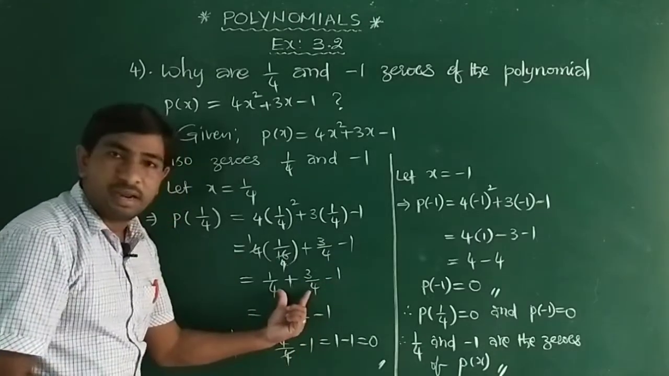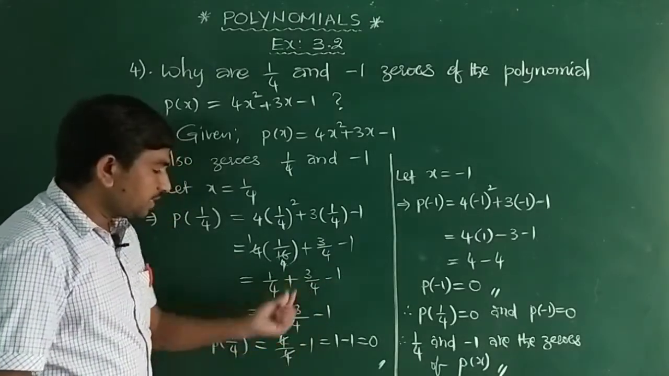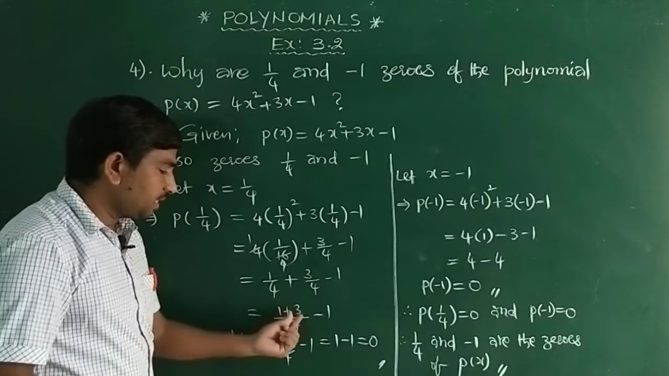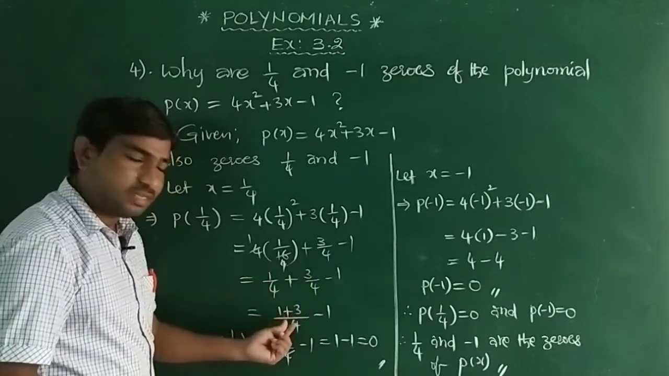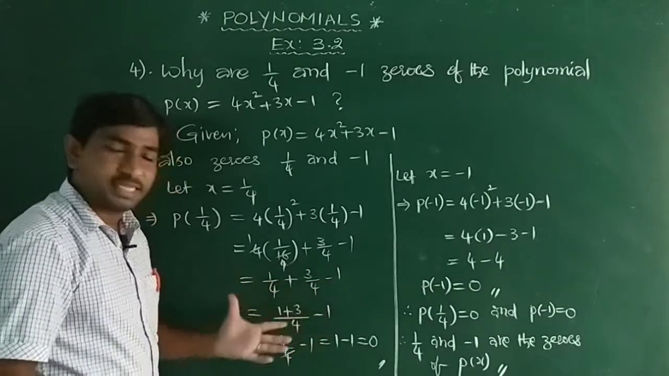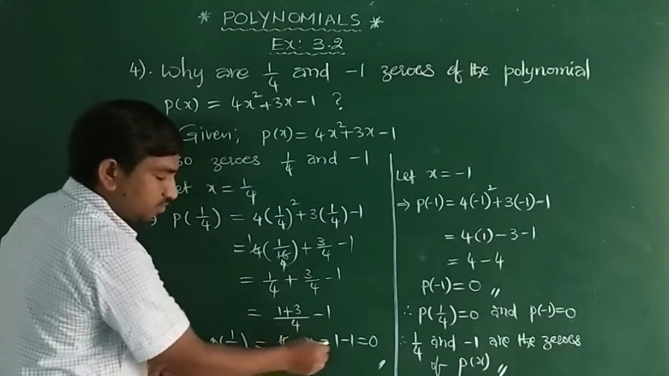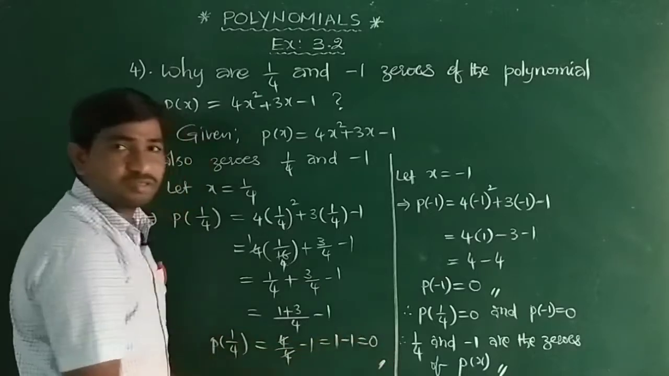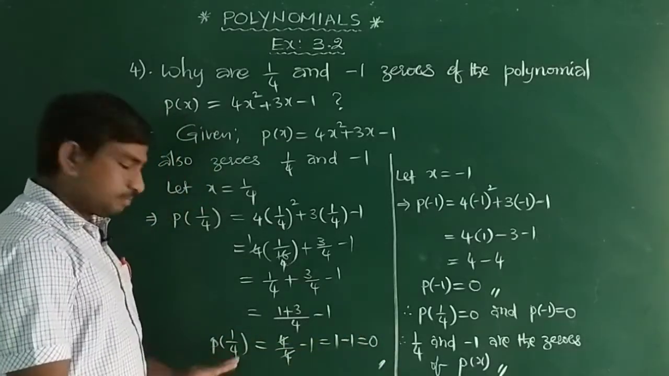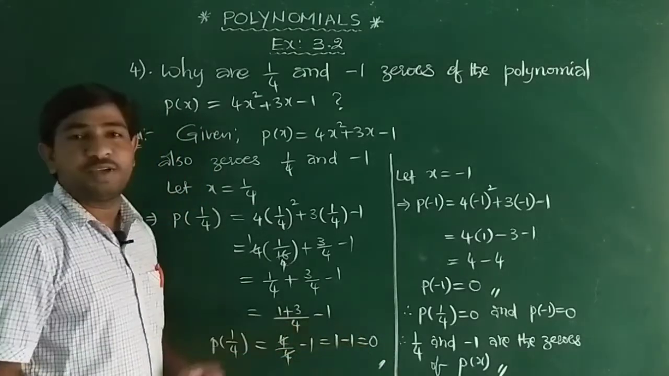These two are like terms. So 1 plus 3 is 4. Adding these two we get (1 + 3)/4 minus 1 as it is, so 4/4 minus 1. 4 by 4 gets cancelled, only 1 is left, 1 minus 1 is equal to 0. So finally p(1/4) = 0 we are getting.